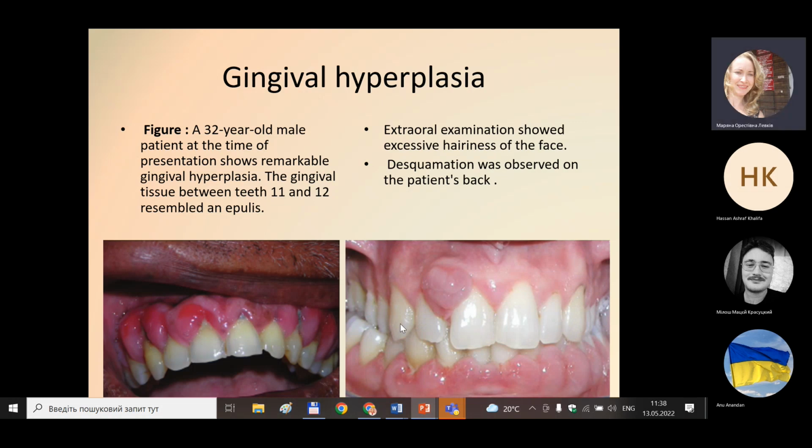Here you have photos of gingival hyperplasia. This photo shows a 32-year-old male patient at the time of presentation with remarkable gingival hyperplasia. The gingival tissue between teeth 11 and 12 resembled an epulis. Epulis, here as well, epulis. Extraoral examination showed excessive hairiness of the face. Desquamation was observed on the patient's back.